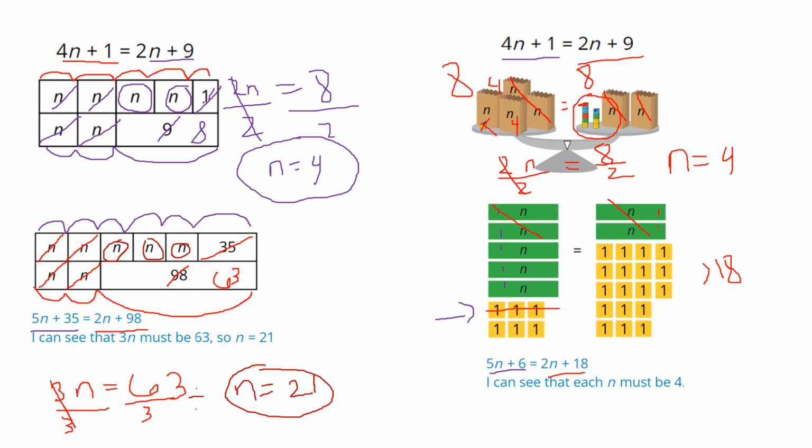Then I can take 6 cubes from the left and 6 cubes from the right, which is going to leave me then with 3n on the left equals 4, 8, 12 on the right. So then I know that I have to divide 12 by 3 to figure out how many is in each n. So I can see here that 1n is going to equal 4 just by my model, or I could do the inverse, so the 3's cancel out. Then I'm left with n equals 12 divided by 3, which is 4.